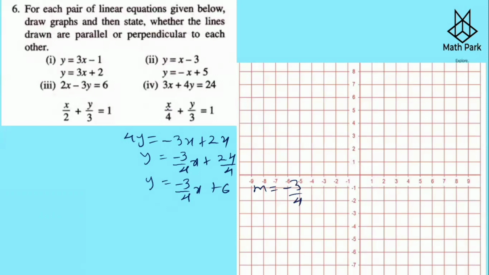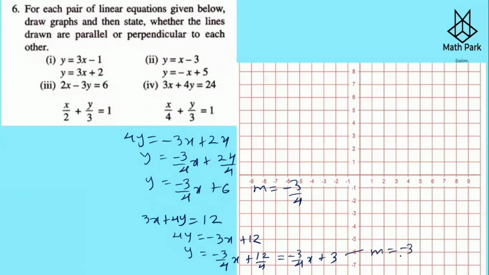Let us look at the second equation. It is x by 4 plus y by 3 is equal to 1. Take the LCM, 4 threes are 12, so you get 3x plus 4y is equal to 12. Solving this further, you get 4y is equal to minus 3x plus 12. So y is equal to minus 3 by 4x plus 12 by 4, which is minus 3 by 4x plus 3. So what we observe here again is m is equal to minus 3 by 4.